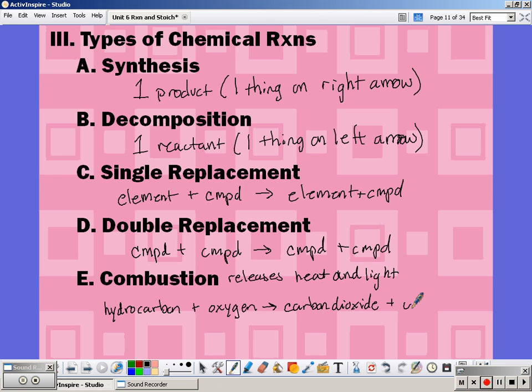and water. A hydrocarbon is anything that contains hydrogen and carbon, but when it's written as a formula, the carbon usually comes first. The subscripts can be any number, so you could have CH4, you could have C2H8, you could have C2H10. Oxygen is a diatomic, so it's going to be O2, and that's going to give us carbon dioxide, which would be CO2, plus water, H2O.